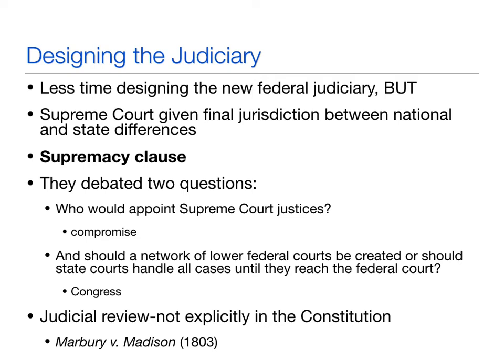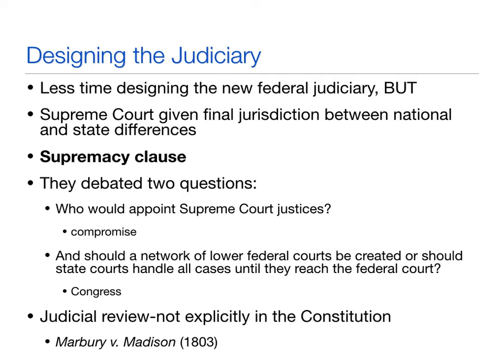They said that there would be a Supreme Court that would be given final jurisdiction between national and state differences. So when state law directly conflicts with national law, the national law would win. But if there's still a question, given the language of the laws, it would go directly to the Supreme Court. They gave the Supreme Court the supremacy clause in that article of the Constitution. They said the Constitution is the supreme law of the land, implying that national law trumps state law.